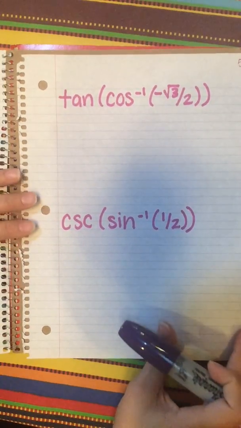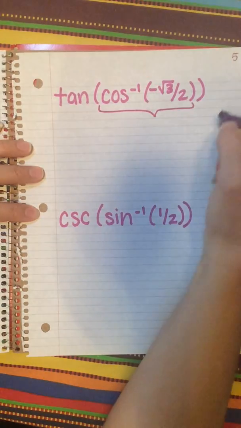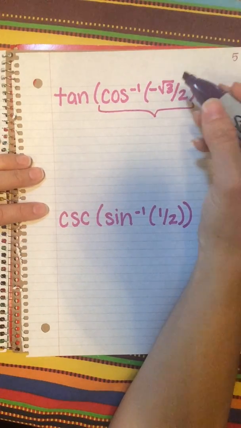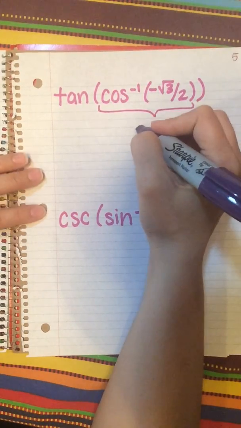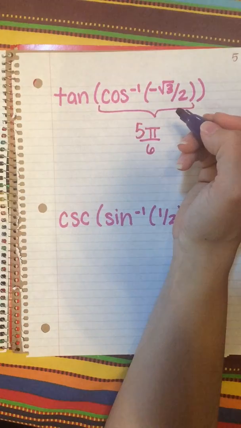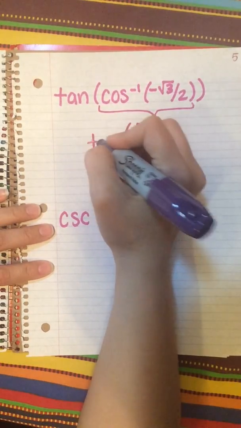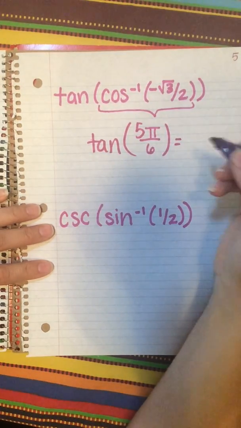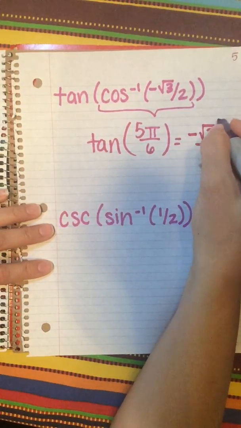All right, next one we want to look at. So if we have one like this, cosine inverse of negative square root of 3 over 2. Cosine inverse exists in your first and second quadrant. Since it's negative, we'll stick to the second quadrant. Since it's square root of 3 over 2, we know it has to be a pi over 6. Since it's in the second quadrant, that would be 5 pi over 6. And then we still have the tangent on the outside, so we're taking tangent of 5 pi over 6. Since tangent is negative in the second quadrant, your answer is negative square root of 3 over 3.